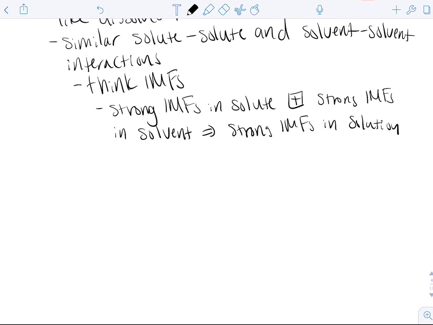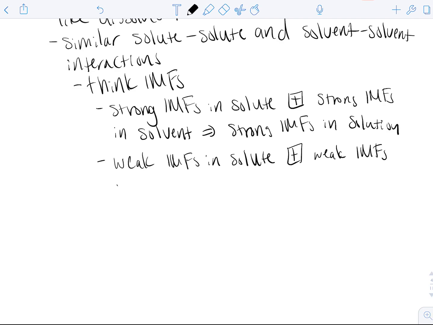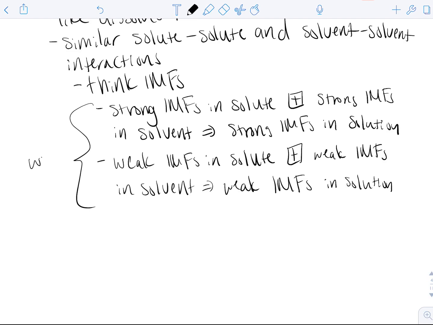Okay, so strong, strong, strong, weak, weak, weak. So weak intermolecular forces in the solute and weak intermolecular forces in the solvent will lead to a solution with weak intermolecular forces. So these will occur. Okay?